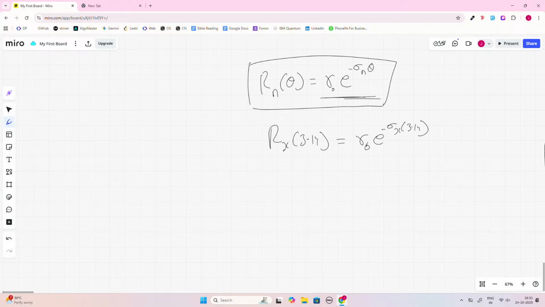Some r naught, which is greater than or equal to 0, e to the power of minus i sigma n of theta. So there we have an imaginary number as well. This is how it looks. This is the rotation formula. These are the rotation gates.